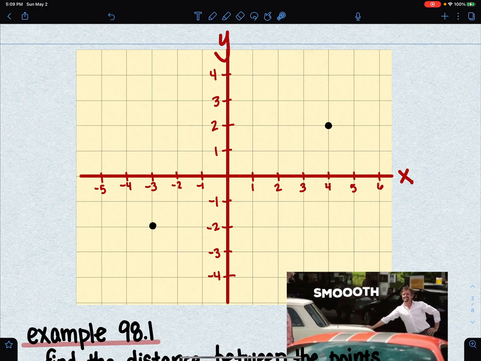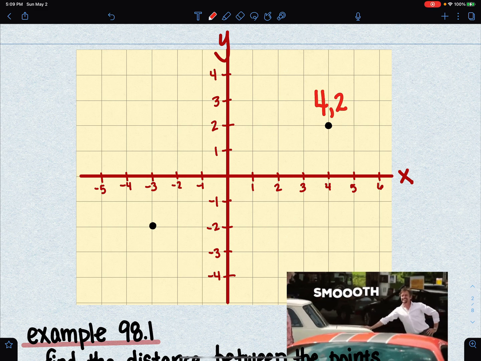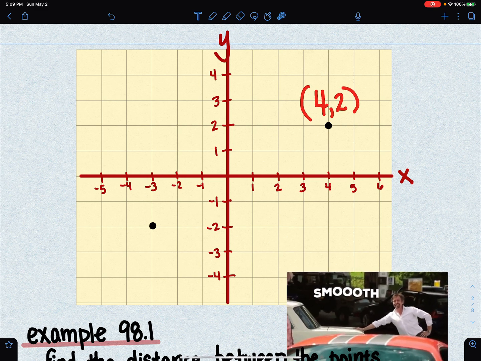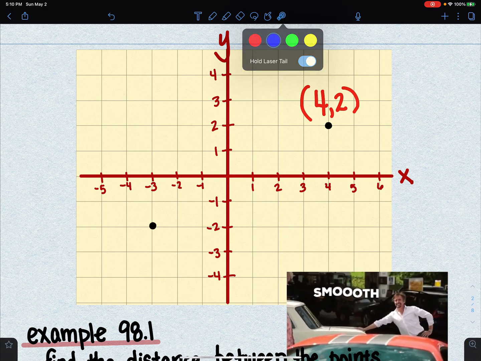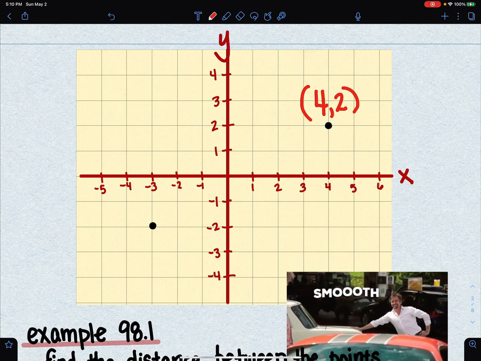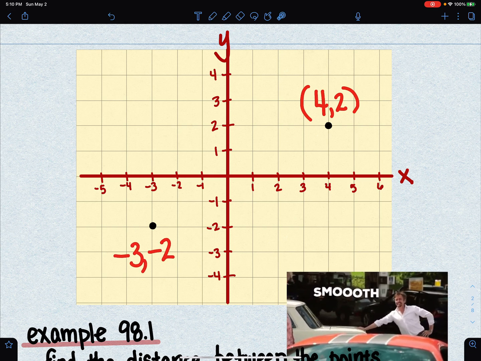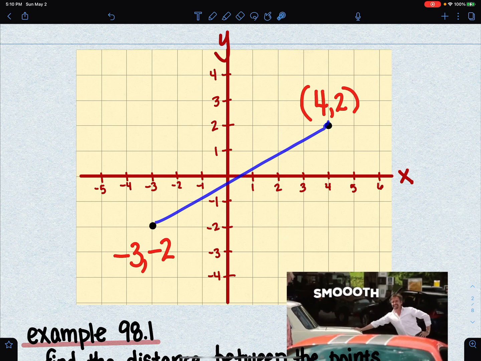One of them is 4, 2. So this is going to be 4, 2. And you can see that we went over x is 4. Let me get a different color so you can see it. 1, 2, 3, 4. And then y is positive 2, so we end up here. And then the other point is negative 3, negative 2. So we went negative 3, negative 2, and we ended up here. So these are the 2 points. They want us to solve for the distance between the 2 points. What is it? And you can see by the way I drew that line, maybe what we're going to do.